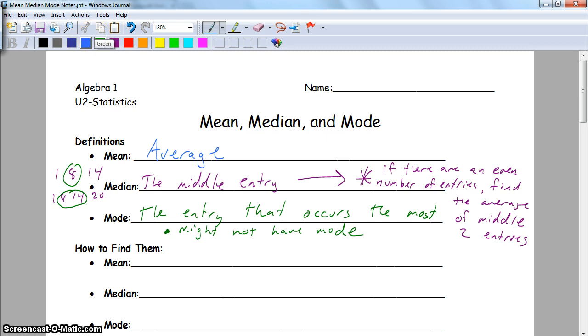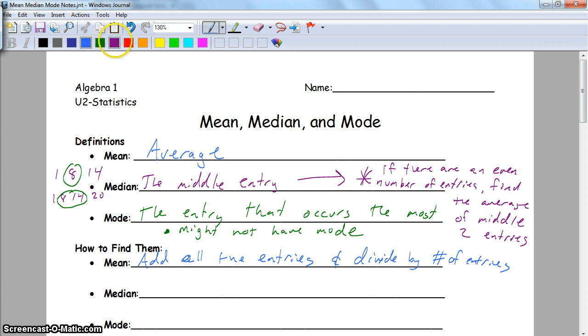Alright, now, let's talk about how to find them. The mean, the way you find that is you add up all the entries and divide by the number of entries. Add up all the entries and divide by the number of entries.